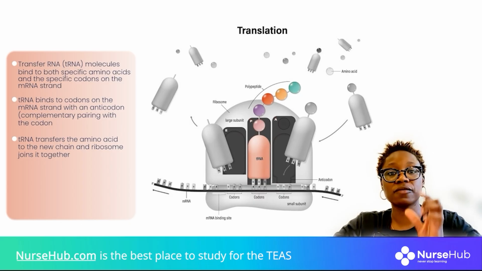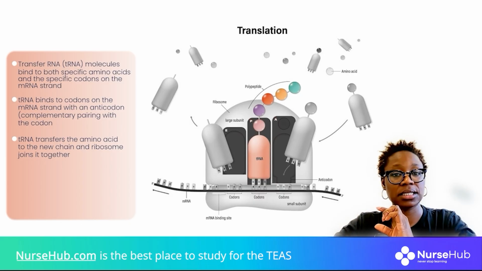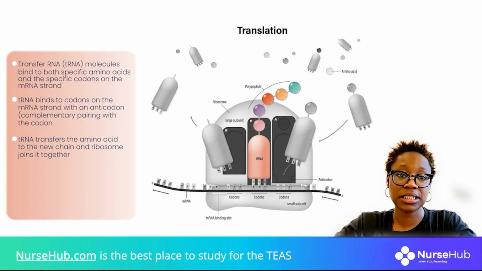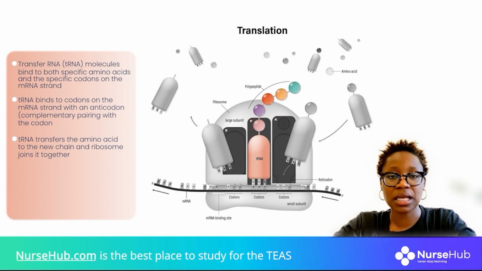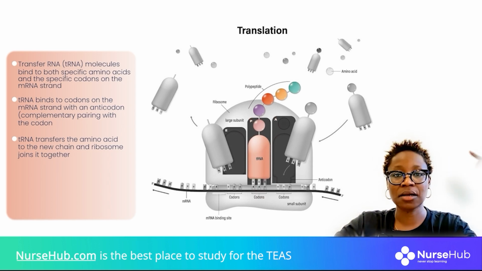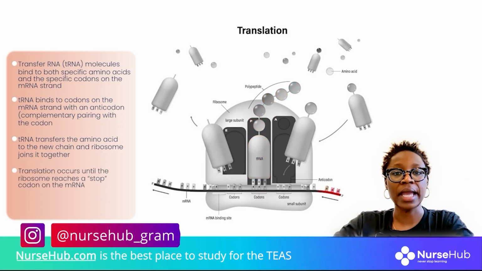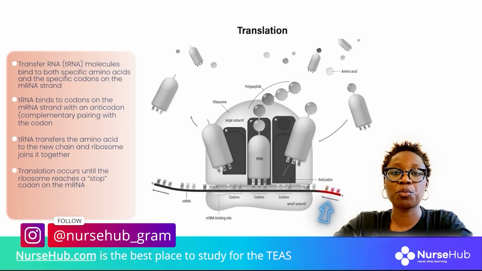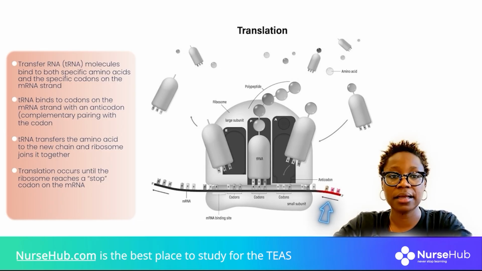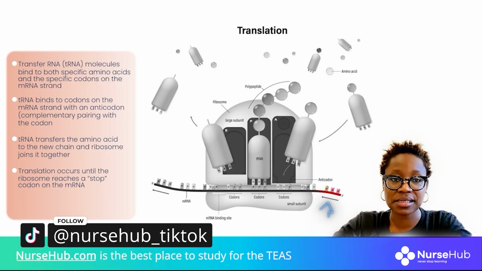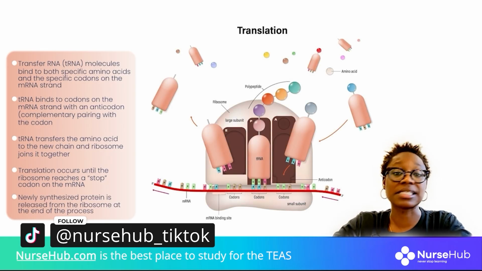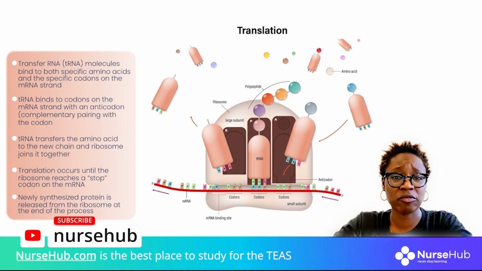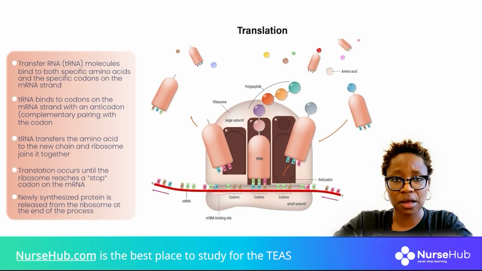As the ribosome moves along the specific mRNA strand, it joins the amino acids carried by the tRNA molecules together in a specific order dictated by the mRNA sequence. And remember that the mRNA sequence is based on a complementary sequence to the DNA that was in the nucleus. This process continues until the ribosome reaches a stop codon on the mRNA, signaling the end of protein synthesis. The newly synthesized protein is then released from the ribosome and can go on to perform its specific function within the cell.